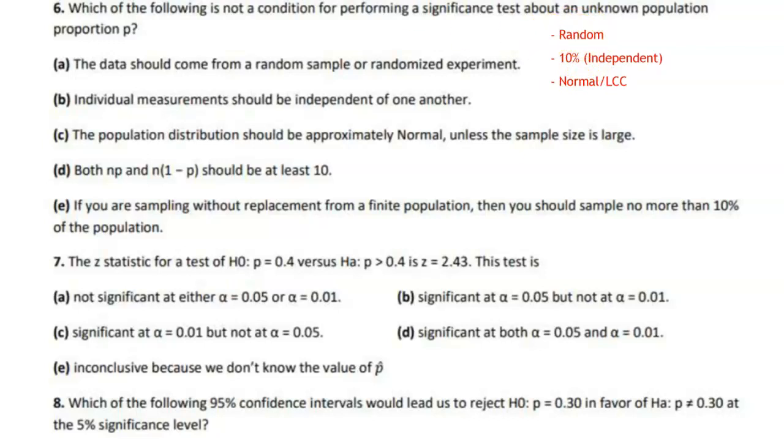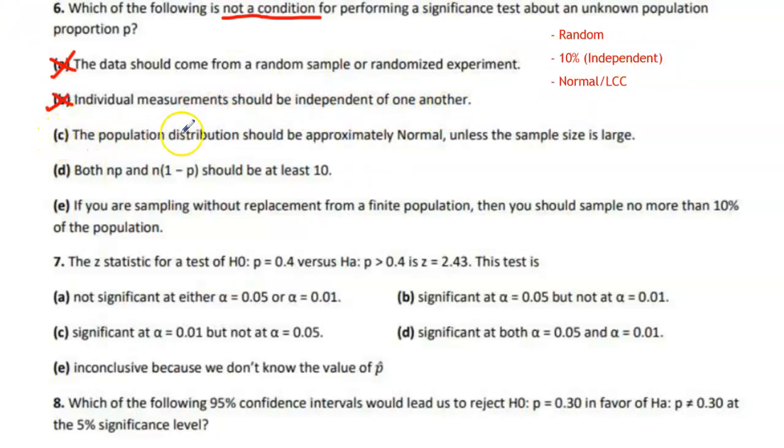So let's go through and find the ones that are necessary, because we're looking for the one that is not a condition. Data should come from a random sample. Yes, we do want that, so we're going to cut that one off. Letter B says that individual measurements should be independent of one another. That's true. That's part of the independent condition, so we're going to cut that one off as well.